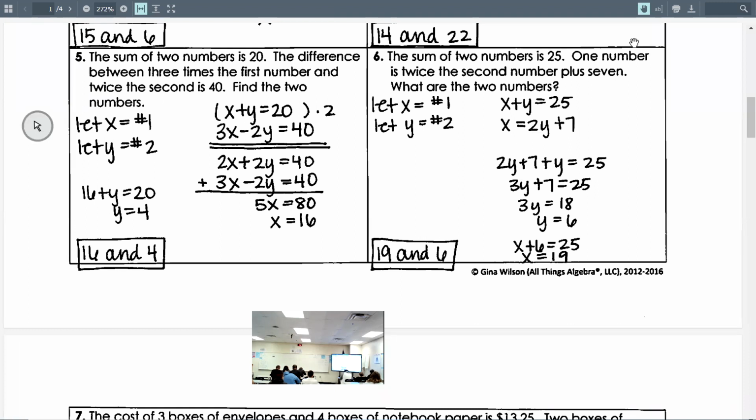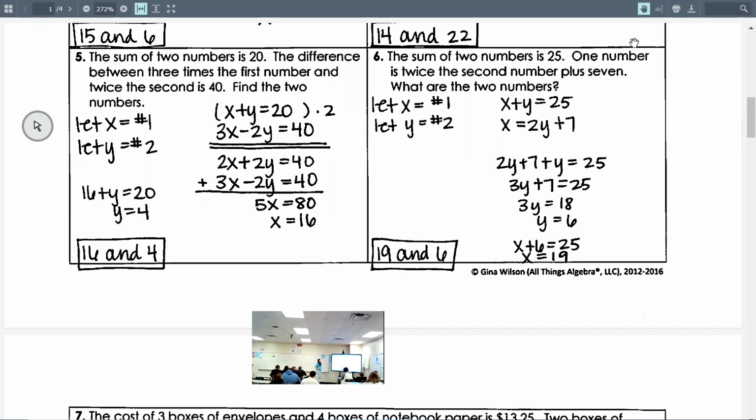So if you did it correctly, no matter what way you went about it, whether you chose to substitute, graph, or eliminate, your answer should be 16 and 4 for the 2 numbers. All right, so I think making the equations is probably the harder part. So if it says the sum of 2 numbers is 20, do we know what those 2 numbers are before we start solving? No, so pick 2 variables. That's why we have x plus y equals 20.